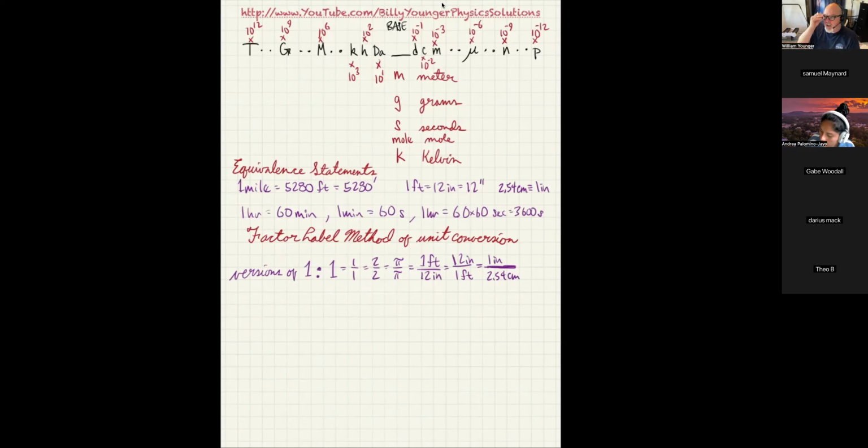So for instance, you might wonder, a football field is supposed to be 100 yards from goal line to goal line. So what would that be, let's say in meters? So I'm going to say the problem is convert 100 yards to, let's be crazy, centimeters. So what I'm going to do is write 100 and then put YD as the abbreviation for yard.